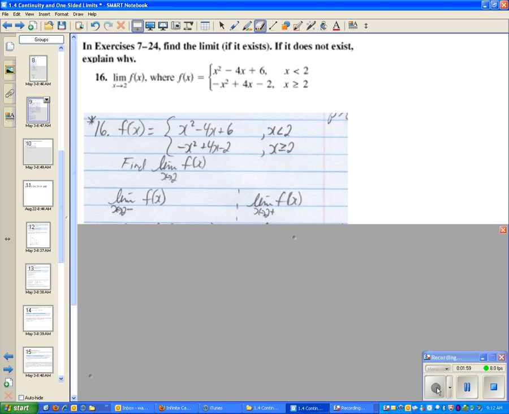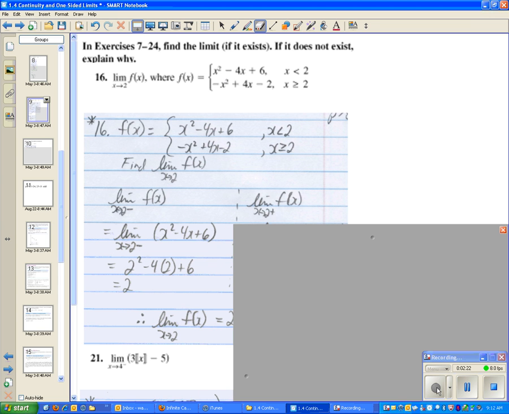We're going to find the limit of f of x as x approaches 2 from the left. Then we're going to find the limit of f of x as x approaches 2 from the right. And we'll see if they're equal. If they're equal, that's what the limit is. If they're not equal, then the limit does not exist. It's as simple as that. So, finding the limit as x approaches 2 from the left.